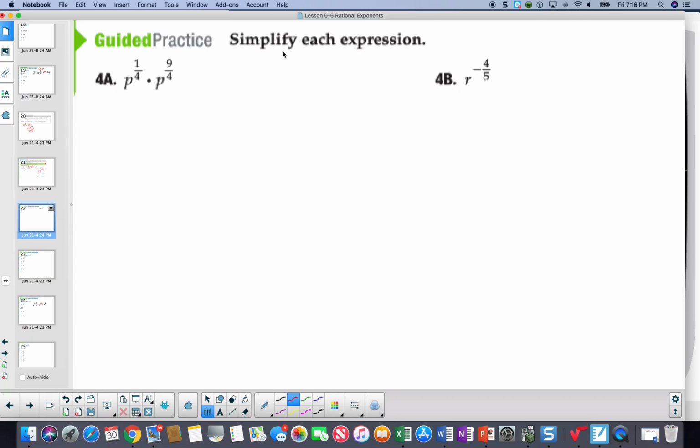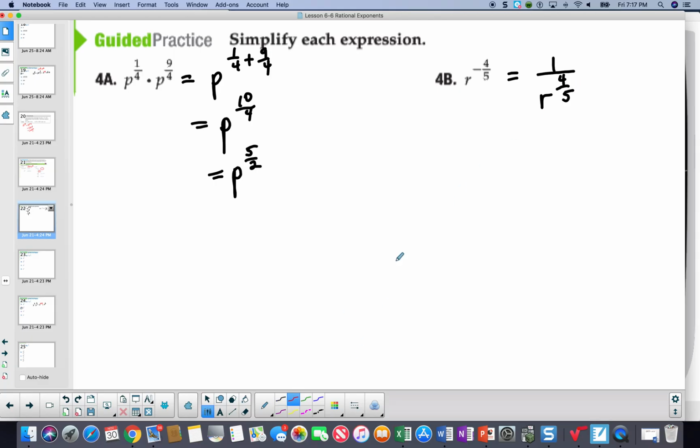All right, let me go ahead and do some problems. All I'm going to do is add the exponents since the bases are the same. So 1/4 plus 9/4. And the answer is p to the 10/4. I'd like to reduce that fraction to 5/2. And then we're done. I want that not to have a negative exponent, so I'll have it 4/5.